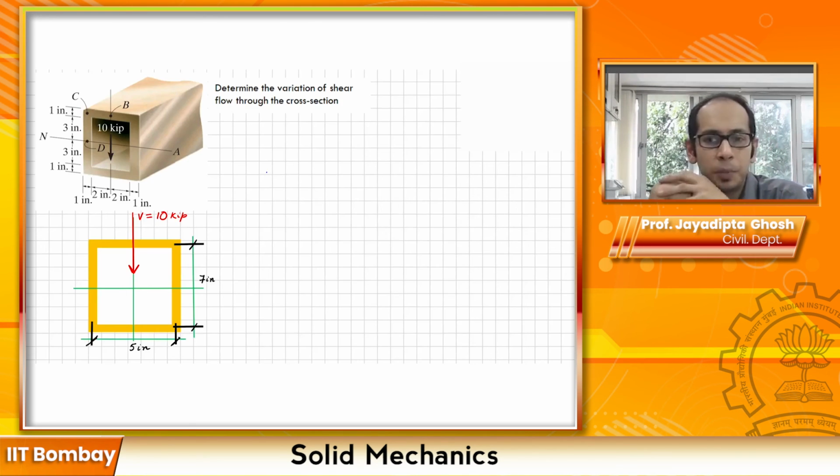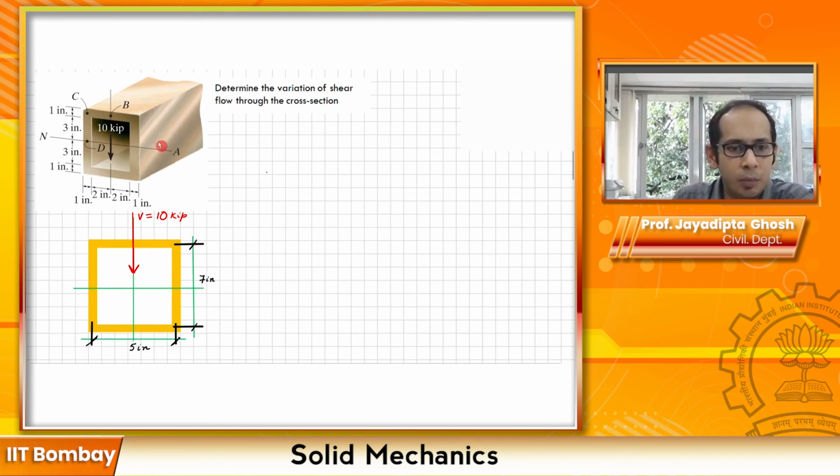So you see the problem example on your screen. What it essentially has is a box section, a thin walled box section that you have over here. This is subjected to a section shear of 10 kilopounds, or 10 kips, over here. This is essentially the same section just drawn in 2D, right? Now what you are asked is to find the variation of the shear flow Q, so essentially how Q varies across a section.